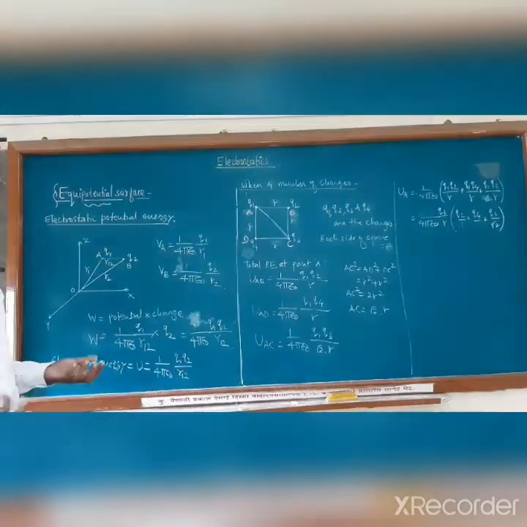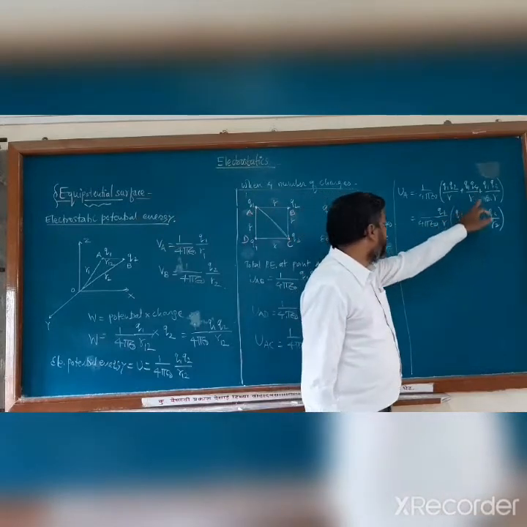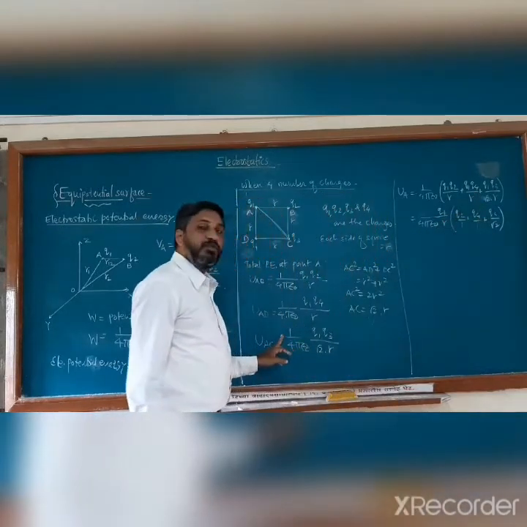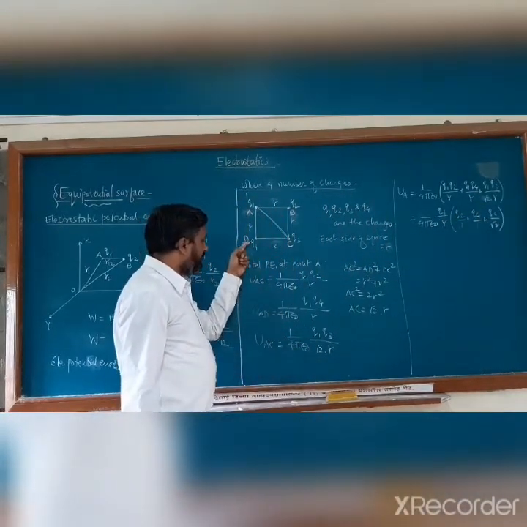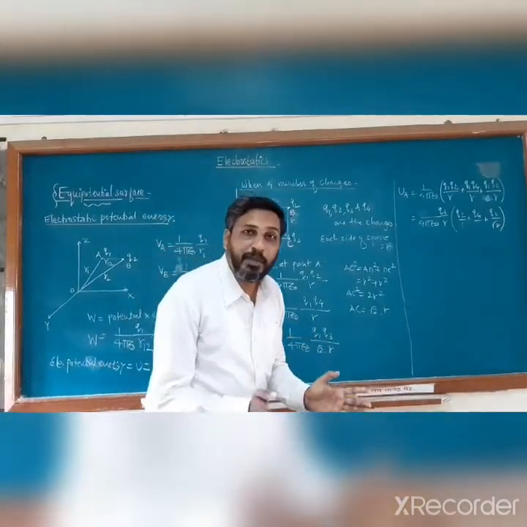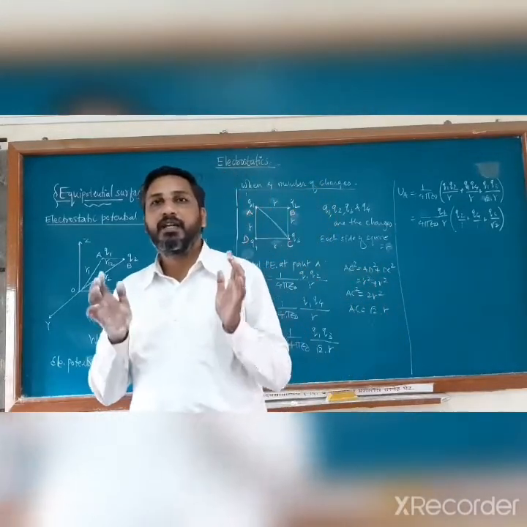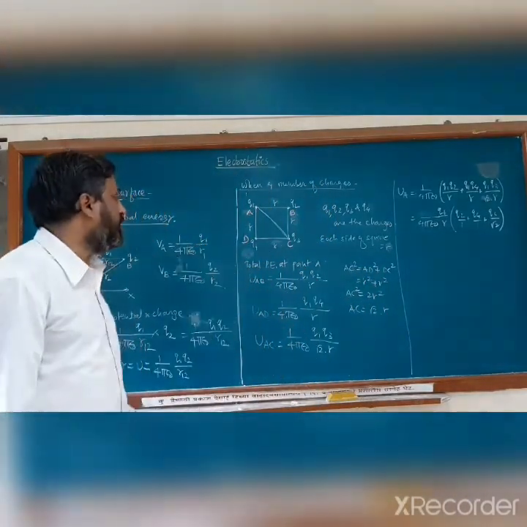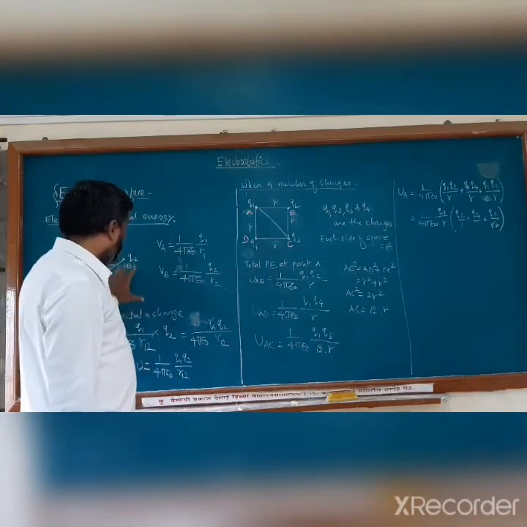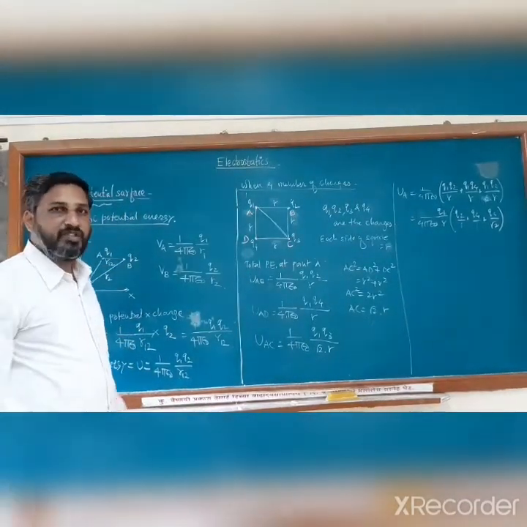Suppose this Q3 is negative, then no matter, here comes the negative sign. Q4 is negative, here comes the negative sign. And we can take the algebraic sum because it is a scalar type of quantity. Also note down, if there are only two charges, then in this way we can calculate the potential energy.